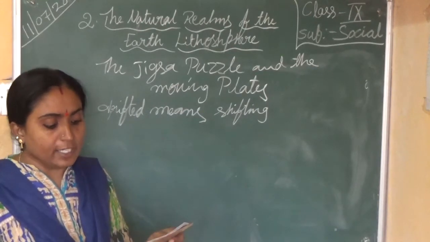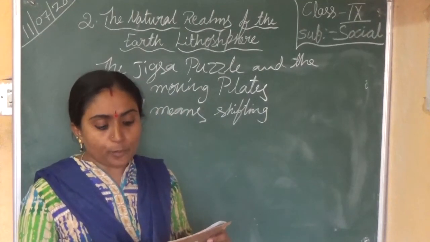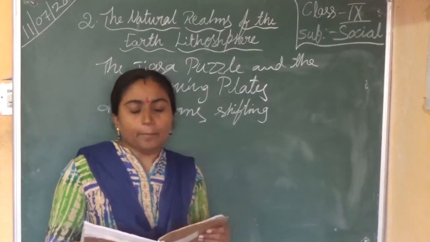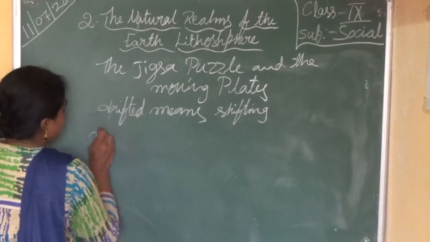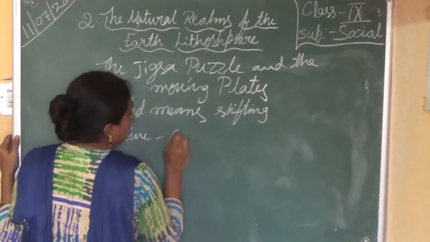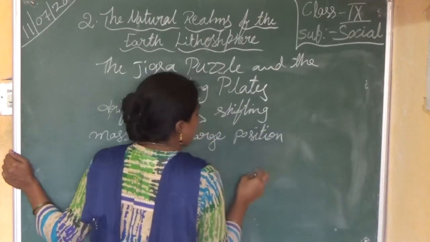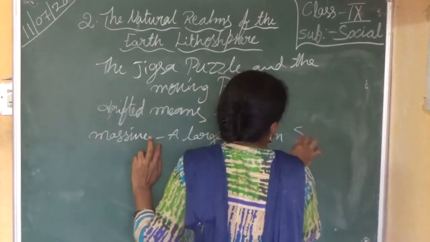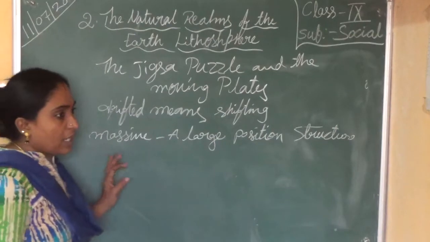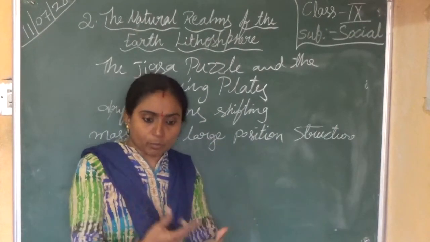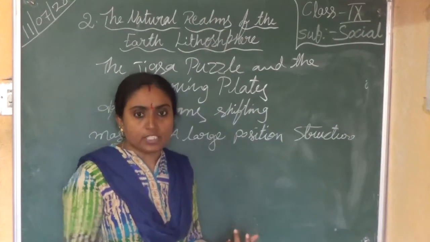After years of careful study, geologists have concluded that all the continents and even the oceans are actually situated on massive bases of rocks called plates. Massive means a large structure. Some long years ago they pushed under the earth, pushing to each other, and at last they got the present feature, present situation, present places.